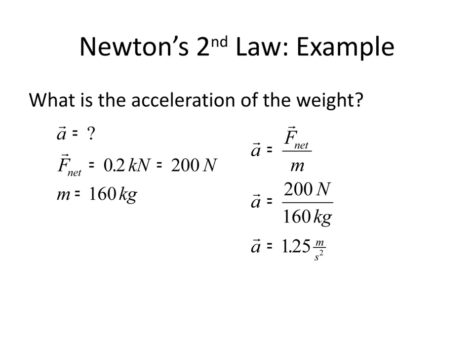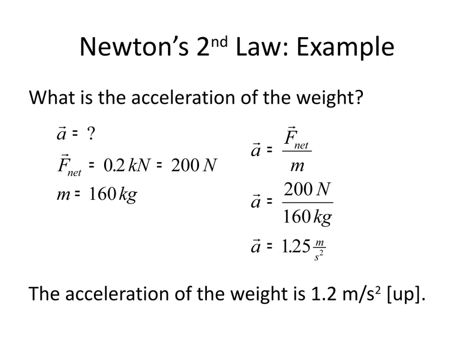So we'll use the equation for Newton's second law, and then we'll substitute in. So we've got our force, 200 newtons, the mass, 160 kilograms, and we get an acceleration of 1.25 meters per second squared. Because we got a positive result here, that tells us that the acceleration is up. So our final answer, the acceleration of the weight is 1.2 meters per second squared up.